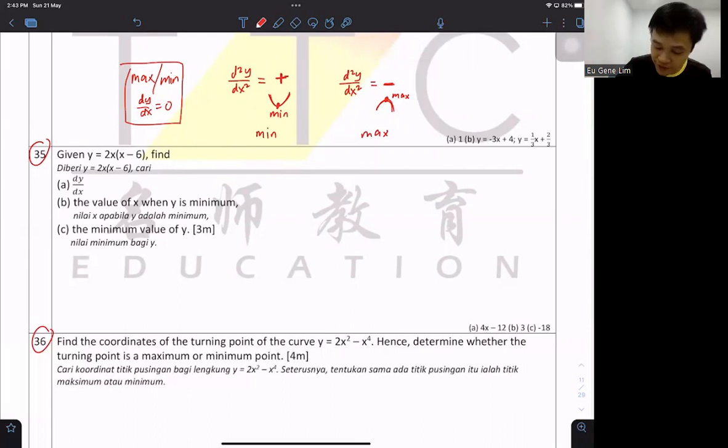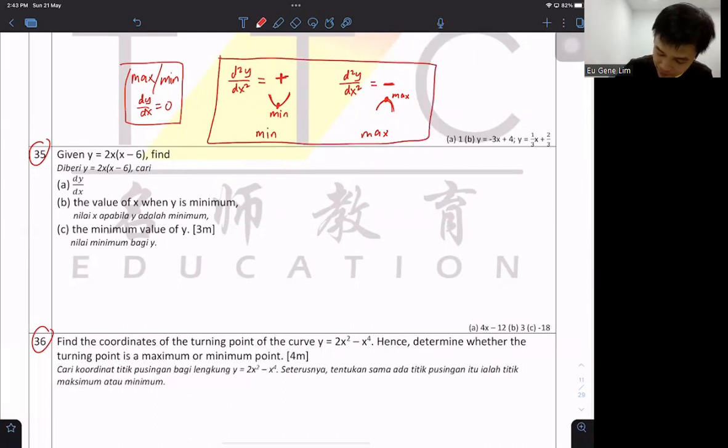So take notes first. Either you screenshot or take a picture or whatever, just copy. So remember, maximum, minimum, dy dx equals to 0. Very simple, same. But d square y dx square helps you to determine whether it is minimum or maximum. If d square y dx square is positive, then it is minimum. If d square y dx square is negative, then it is maximum.